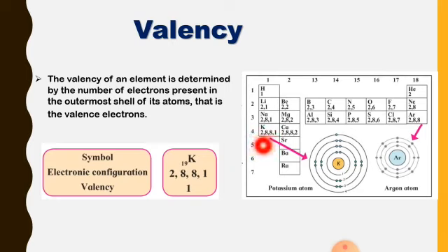Okay, what is the atomic number of this? 19. Okay, the atomic number of potassium is what? It is 19. Okay, so how many electrons are there in the valence shell, in the outermost shell? Only one electron. Yes, that means its valency is 1. Okay, according to the definition, what is valency? The valency of an element is determined by the number of electrons present in the outermost shell of its atom. So how many electrons are in the outermost shell? We have 1 electron. So its valency is 1.